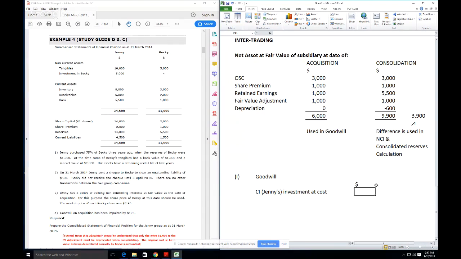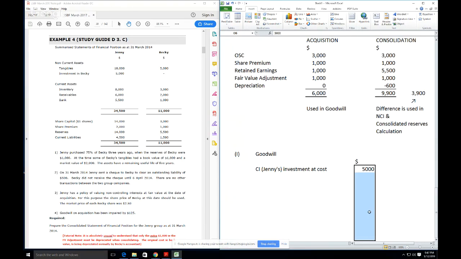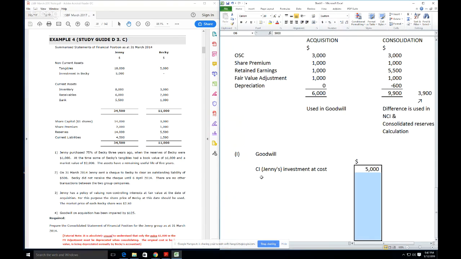What you don't understand? We look down here. Jenny is not here. Once it's not here, we'll go to the question. I'll look at it. Investment in Becky, 5,000. Good. 5,000. NCI at fair value at acquisition.